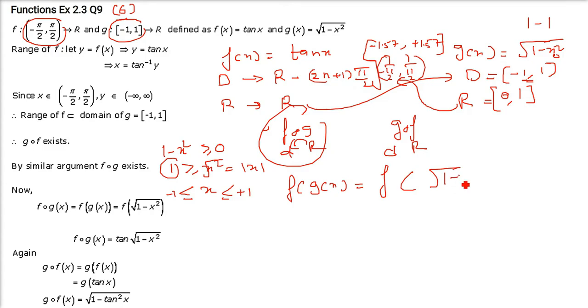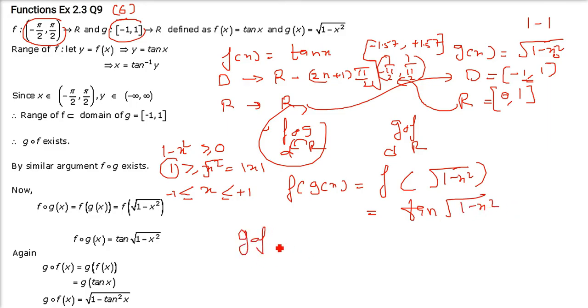But f of g x is simply f of under root 1 minus x square. Take this under root 1 minus x square and put it inside f x. So just put it here: tan of under root 1 minus x square. In place of x, I replace under root 1 minus x square.